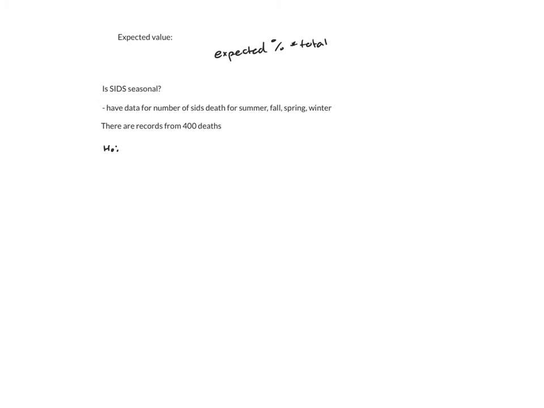Here we're looking at SIDS, that is sudden infant death syndrome, and whether or not it's seasonal. In order to calculate our expected values, we need to understand what our null hypothesis is here, and because I'm trying to prove it's seasonal, my null hypothesis is going to be it's not seasonal. And if it's not seasonal, what that actually means is each month is equally likely. Now, within the sample, we had records of 400 deaths due to SIDS, and so what we need to start thinking about now is, well, what would we expect to happen?